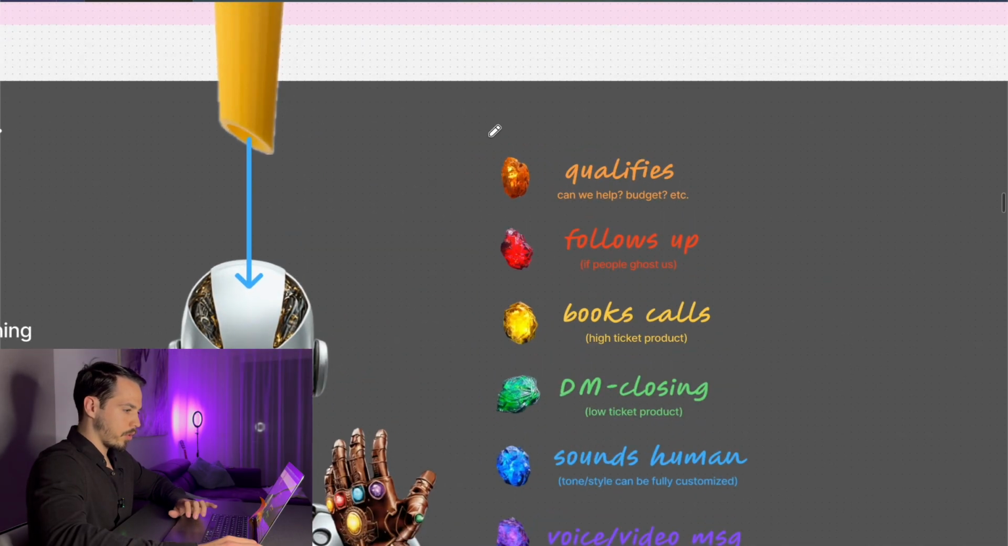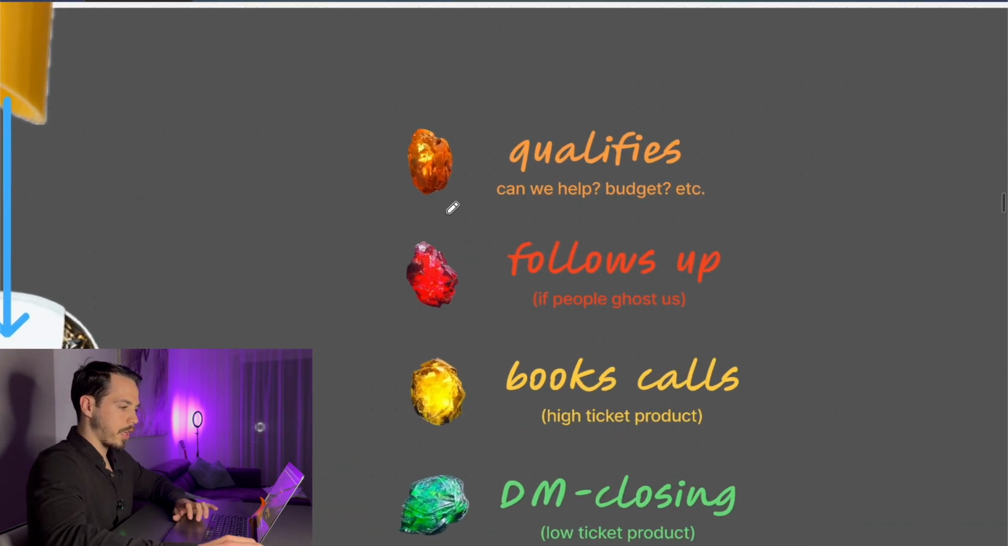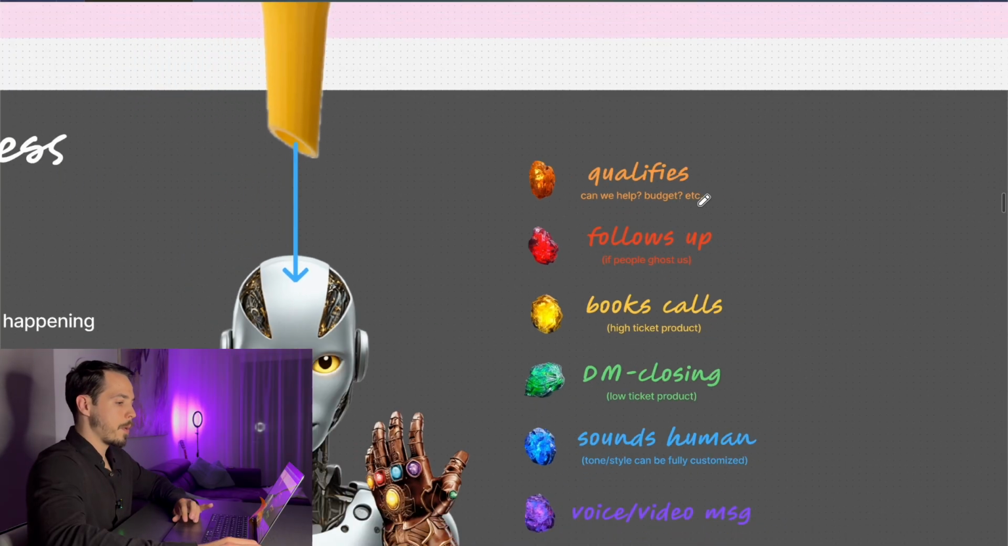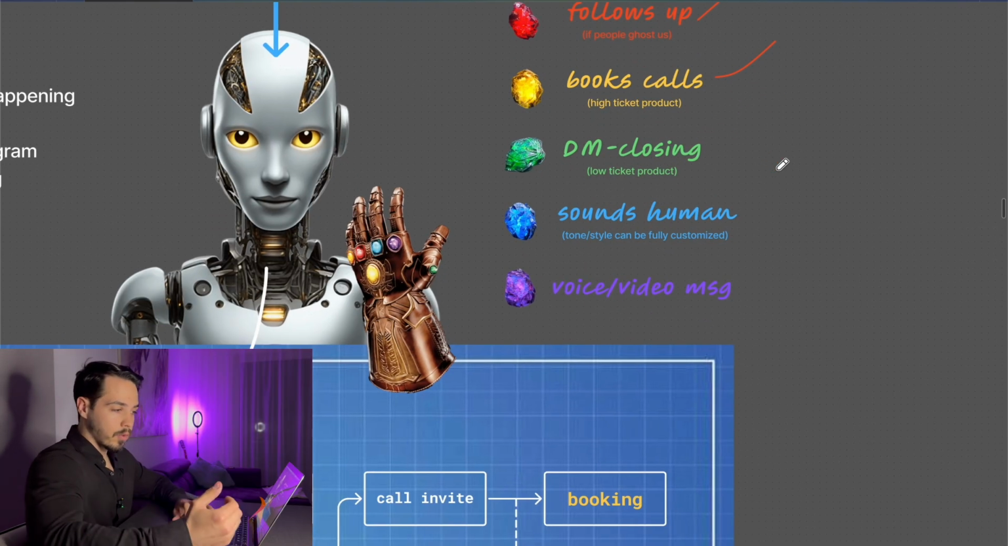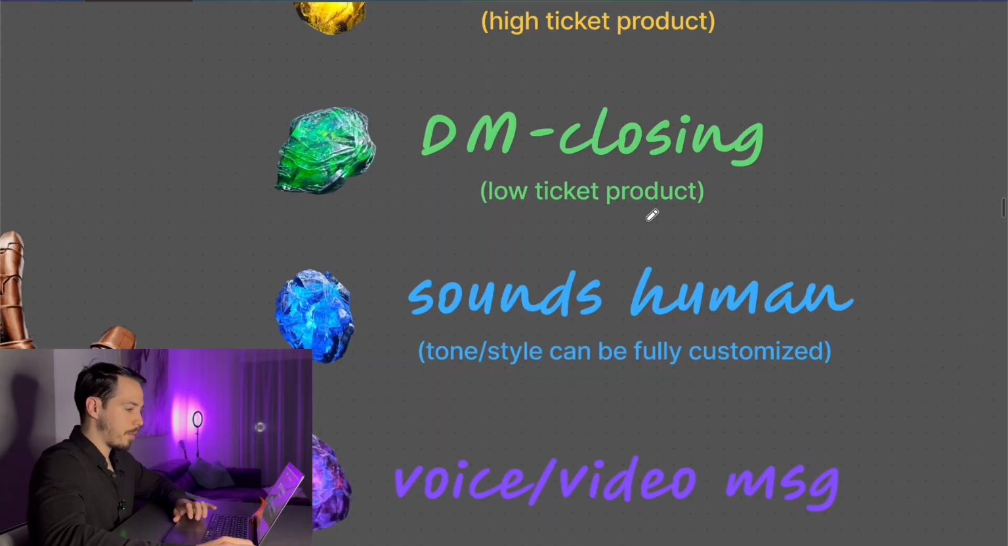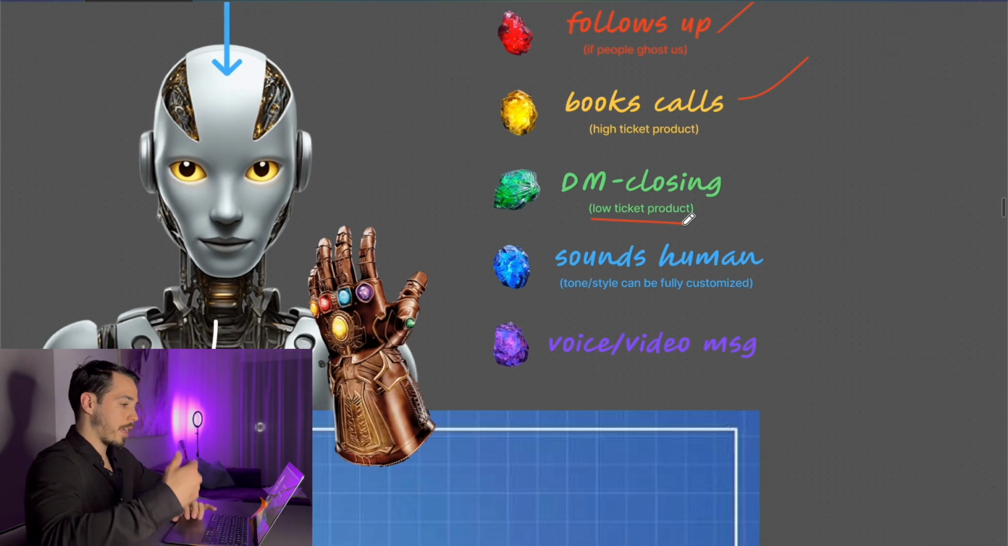These people who come into your funnel are going to get qualified. Can we even help them? Do they have the money? If they ghost in the conversation, they're going to be followed up with. And if they are qualified for your high ticket service, they're going to book in for a call. If they are not qualified, they don't have the money, we can even DM close them on a low ticket product and get that extra cash without necessarily having to do any manual labor to earn that money.